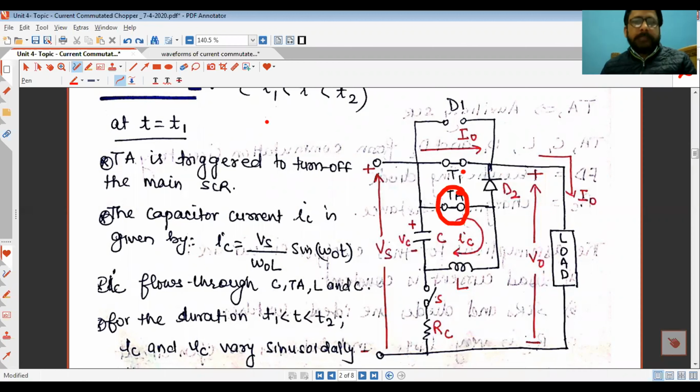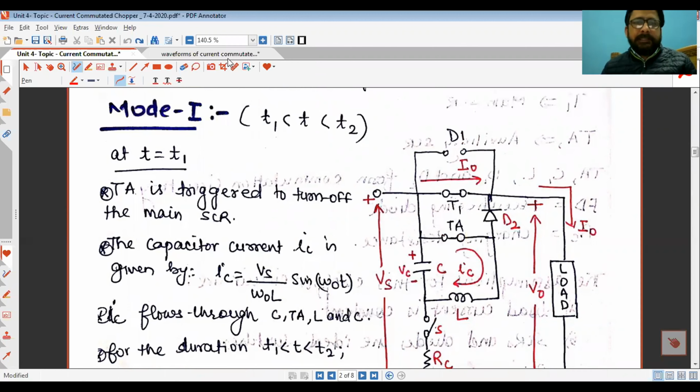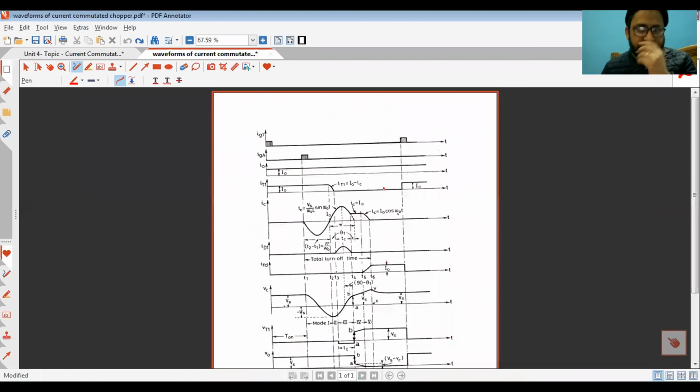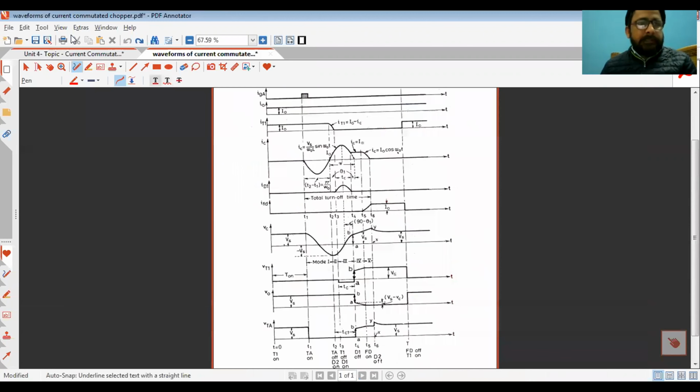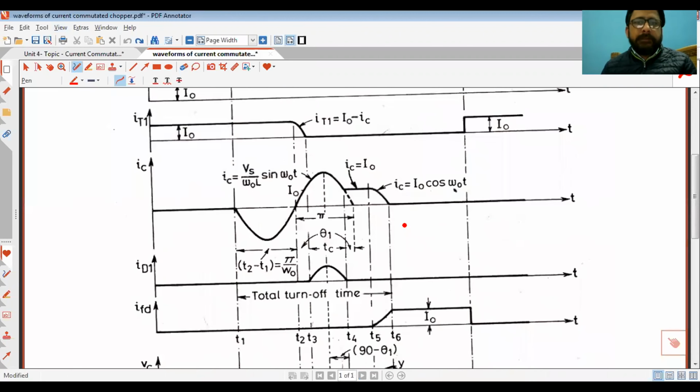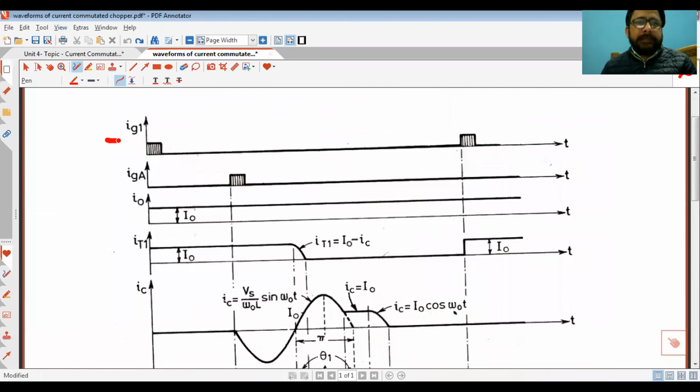So let us see the waveforms for the duration t less than t1. So here you can see the waveforms. Ig1 is the gate pulse for the main SCR. Ij is the gate pulse for the auxiliary SCR. I0 is the load current here.